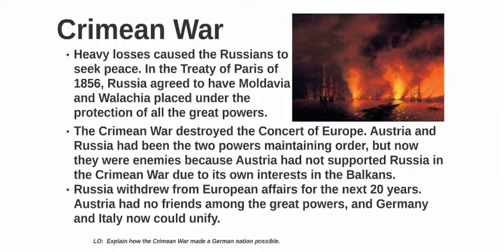Austria had no friends among the great powers, and Germany and Italy could now unify as there was really no one to stop them from unifying.